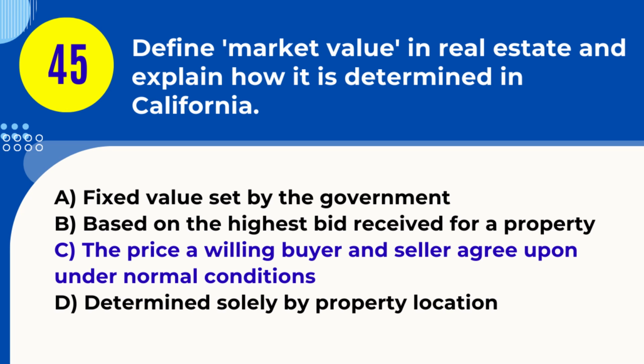Answer. C. The price a willing buyer and seller agree upon under normal conditions. Explanation. In real estate, market value refers to the price that a willing buyer and a willing seller would agree upon under normal conditions, often determined by factors such as location, property condition, and market trends.